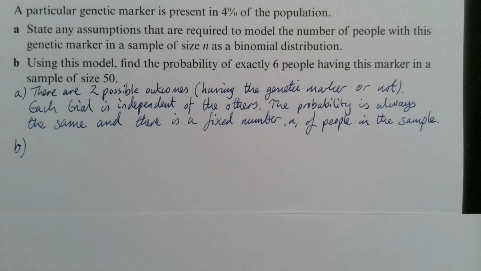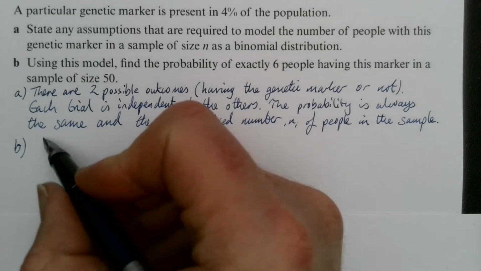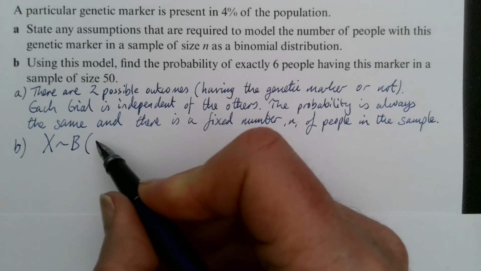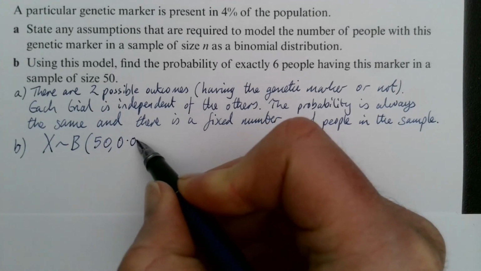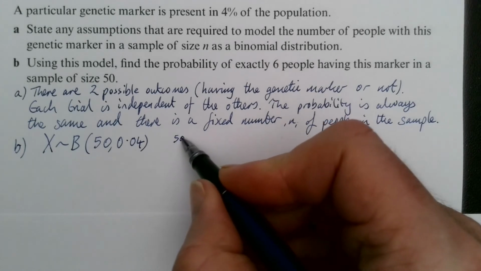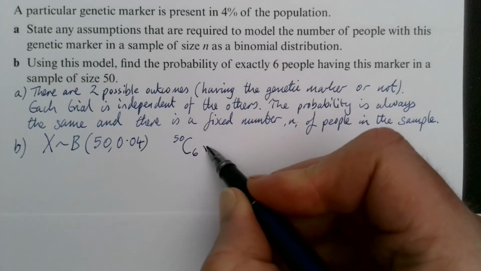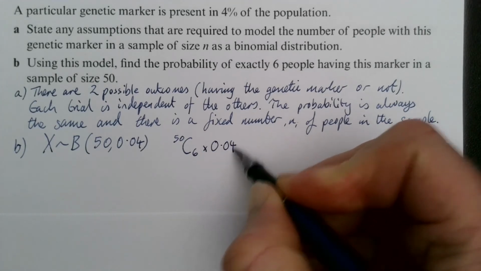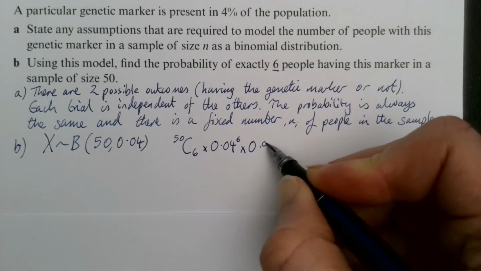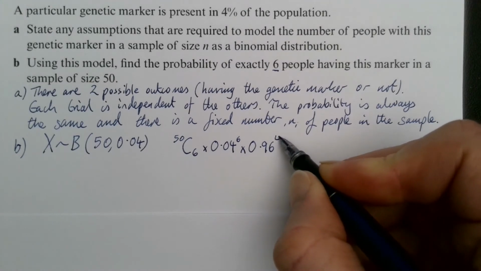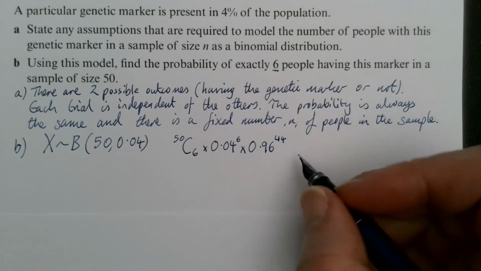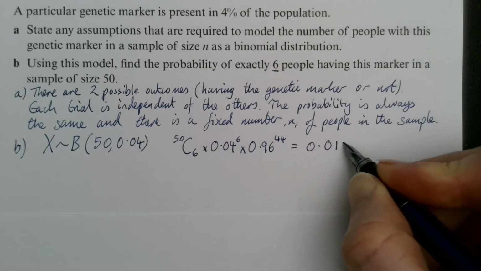Next up, using the model, we've got to find the probability of exactly 6 people having this marker. So we are looking at a binomial model of, first of all, the sample size is 50, and the probability of the genetic marker is just 4%, 0.04. So it's 50 choose 6 multiplied by 0.04, and we want 6 of those, and then that has to be multiplied by the rest of the sample not having the genetic marker, so that'll be 0.96 because those two add up to 1, and then 6 and 44 add up to 50. Pump that into the calculator and you should get 0.0108.